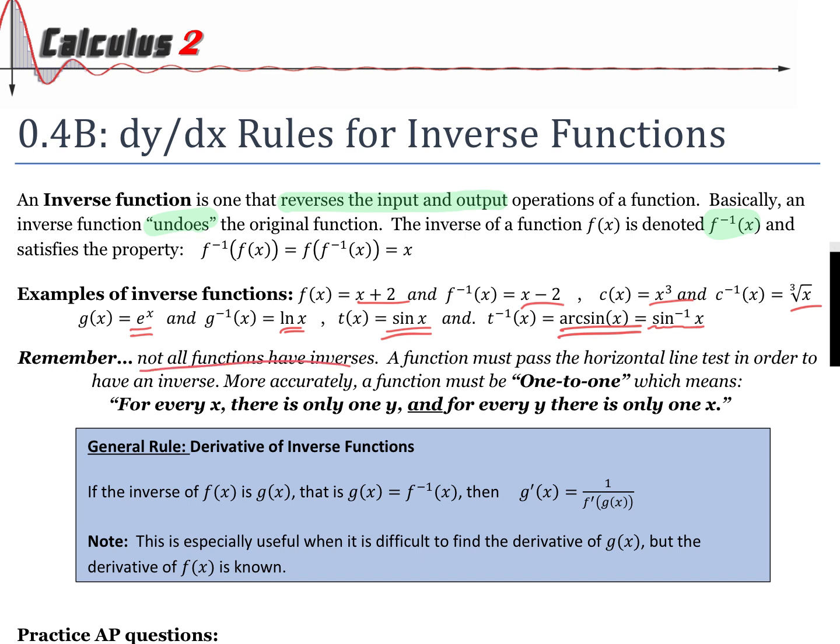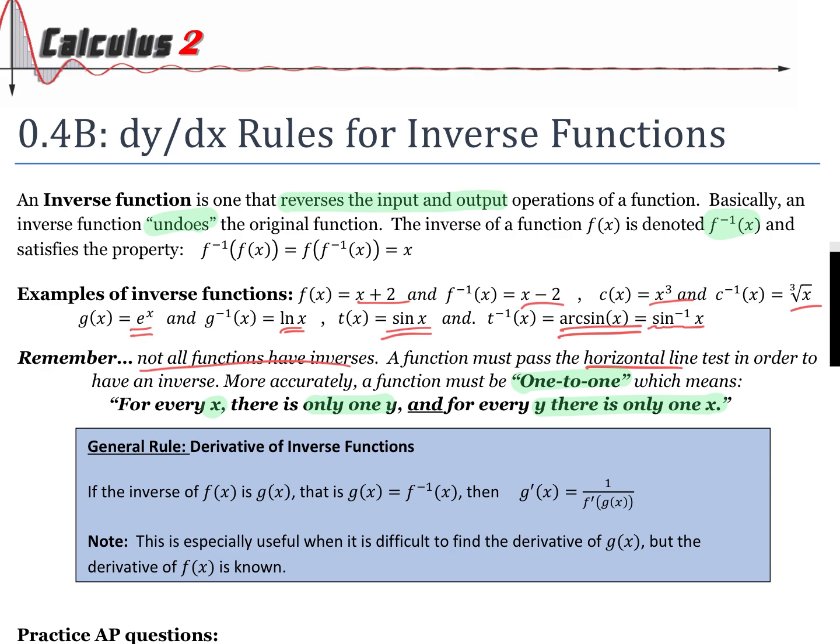Well, remember that not all functions have inverses. That's key. It's got to pass the horizontal line test in order to have an inverse, or more accurately we call this a one-to-one function, which means for every x, there is only one y, and for every y, there is only one x. So it's got to go both ways. That's what one-to-one means.